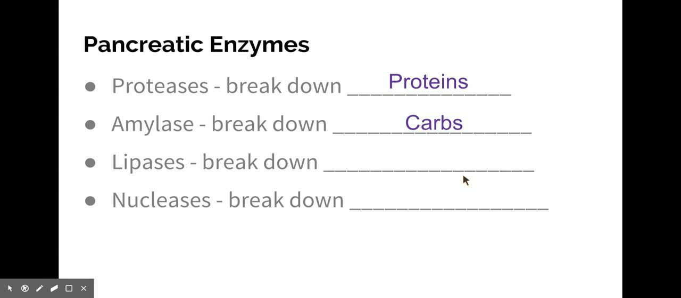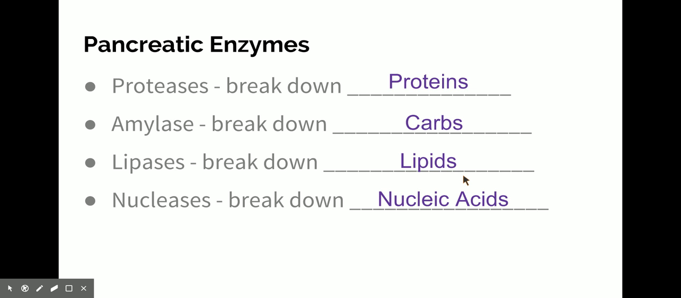Amylase, hopefully you remembered this when we talked about the mouth. Amylase is the name for the enzyme that breaks down carbohydrates. Lipases, hopefully you can figure this one out. Lipase, those are your lipids. And the last one, nucleases. Good, hopefully you got this one. So nuclease, nucleic acids. So all categories of organic molecules, enzymes to break them down, come from the pancreas.